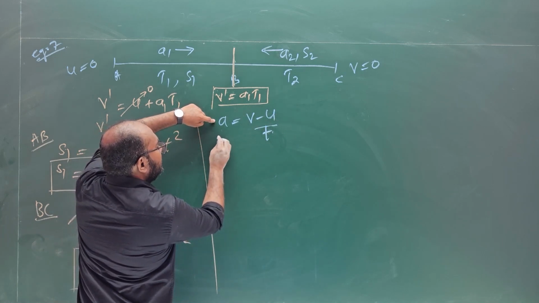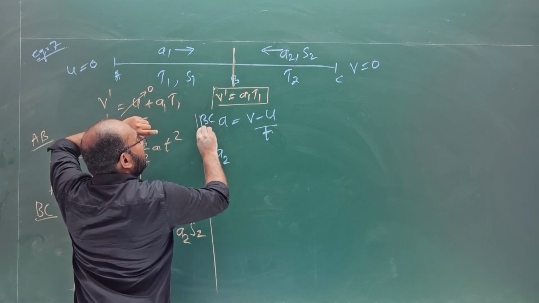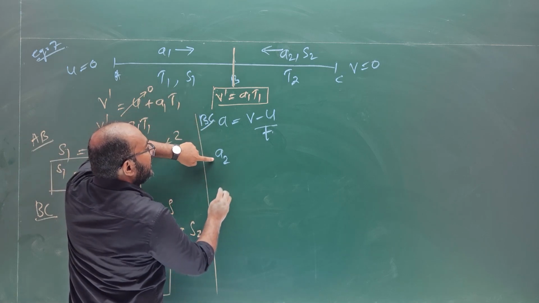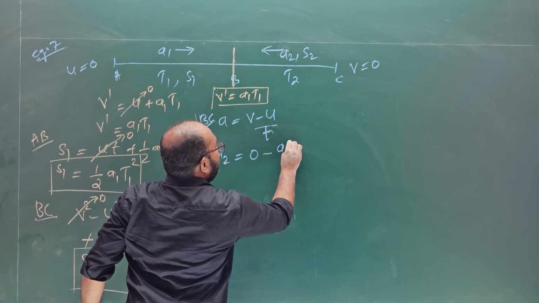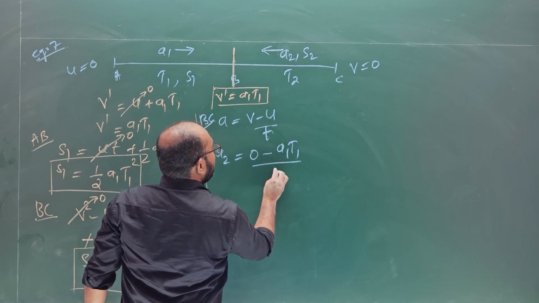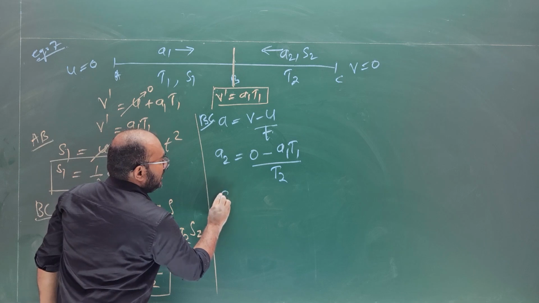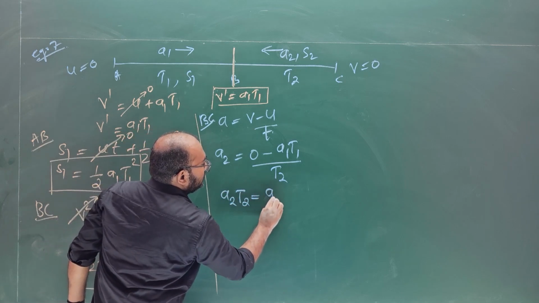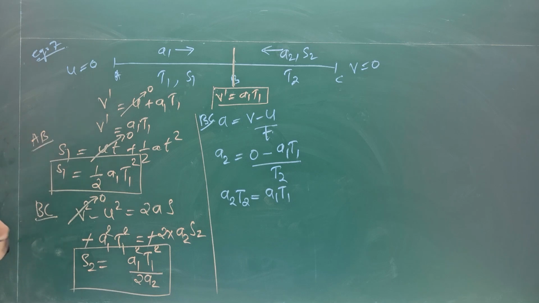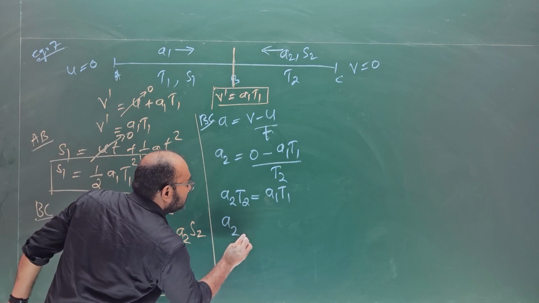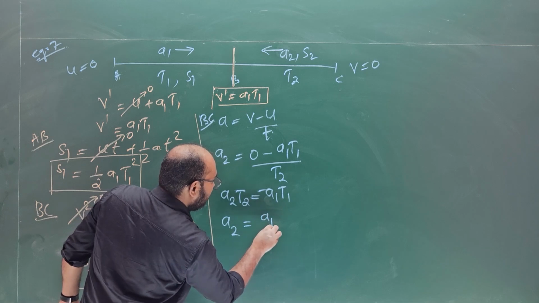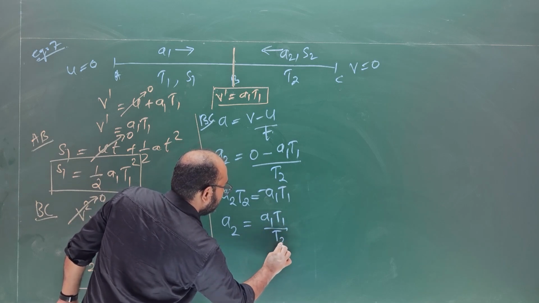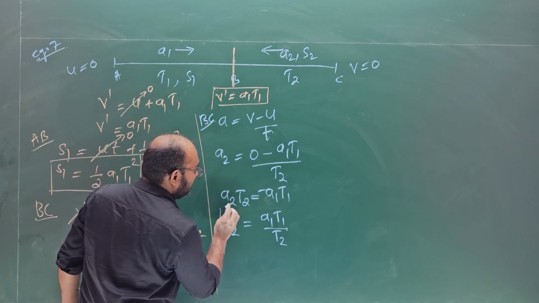Now the acceleration we are calling between BC now. We are finding acceleration for BC. So A2 is equals to final velocity 0 minus initial velocity, that is A1 T1, upon this time, T2. So can I write A2 T2 is equals to A1 T1? Or minus A2 is equals to A1 T1 upon T2. उतना ही चौथा लो.